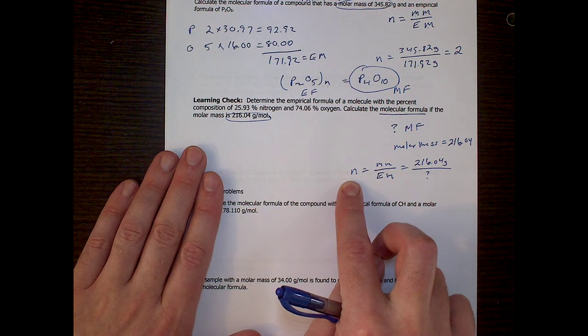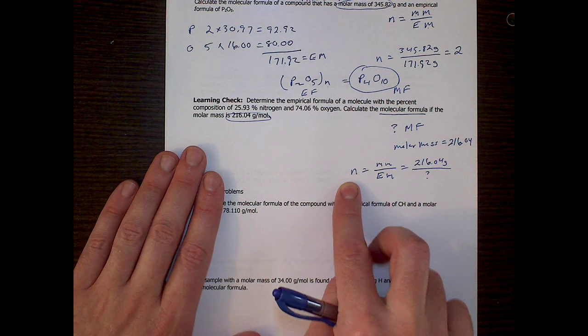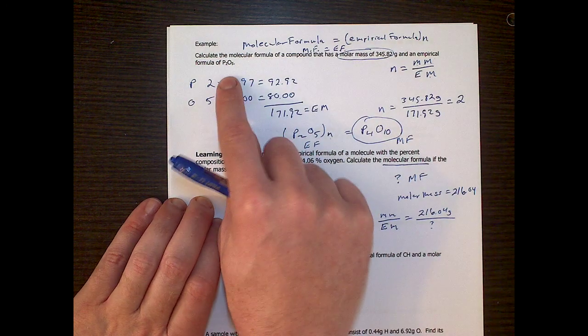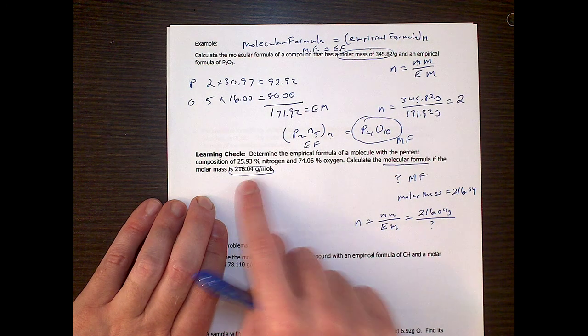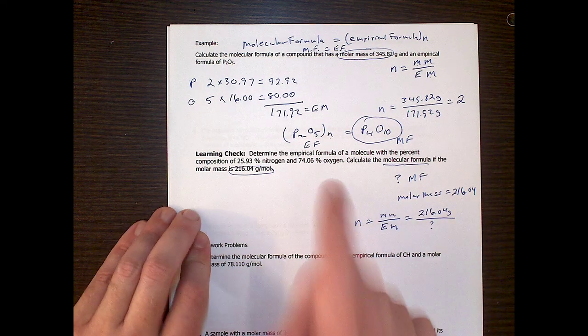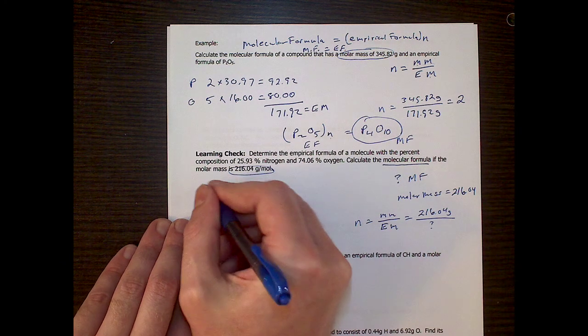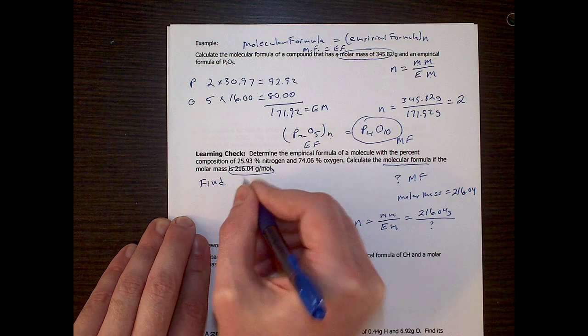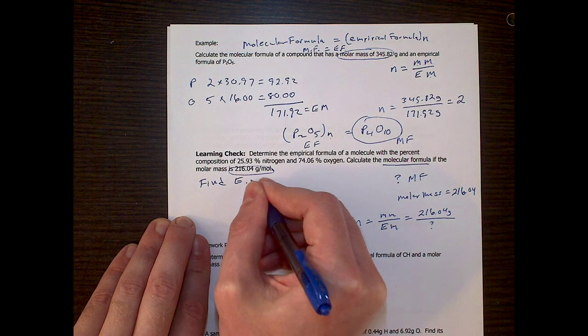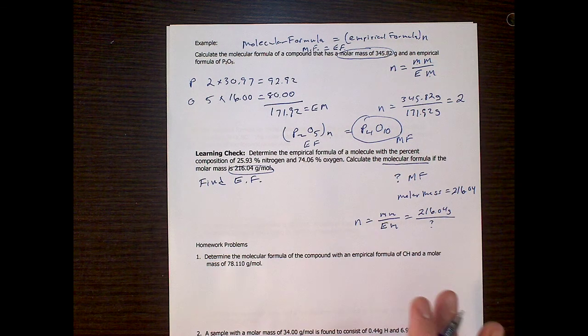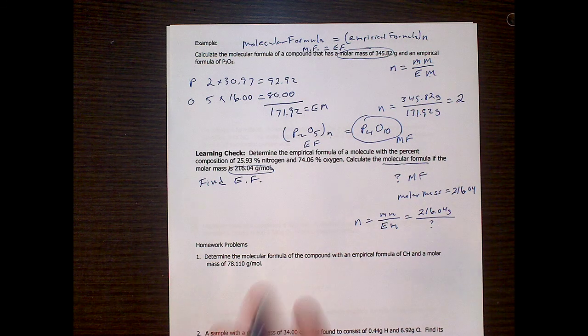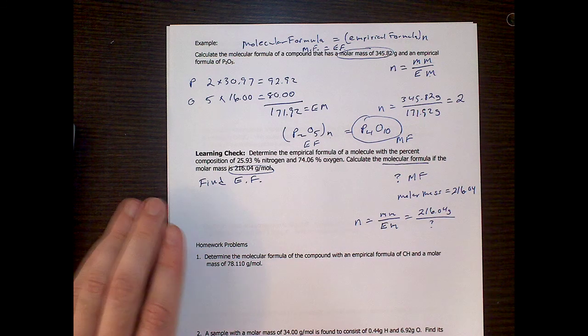This one's set up differently because instead of giving me the empirical formula, they're giving me all these percentages, okay? So the thing I need to do first is find the empirical formula. Okay, so this is a review. This is what we're carrying forward from the last homework. So if you didn't do the last homework, go back and do that. Okay, you won't be able to do this without having done the last work.